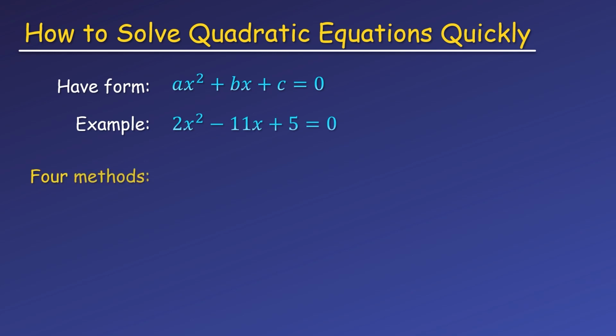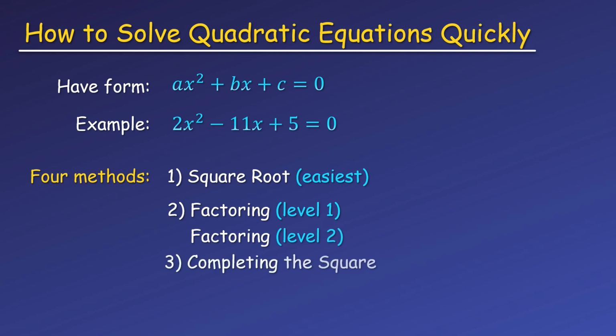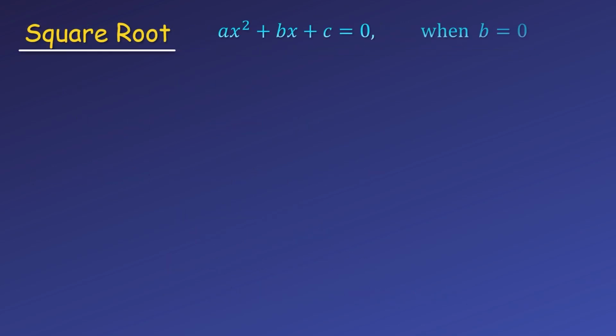There are 4 methods for solving quadratic equations, and if you practice and learn how to recognize when to use each method, you'll have no problem solving quadratic equations quickly. We'll go through examples of each step by step. The easiest way is using square roots. Then there is factoring, which I'll break into 2 levels, since sometimes it's easy and other times we need to use a few more steps. The third method is completing the square, and the final method is using the quadratic formula. We'll begin with the square root method.